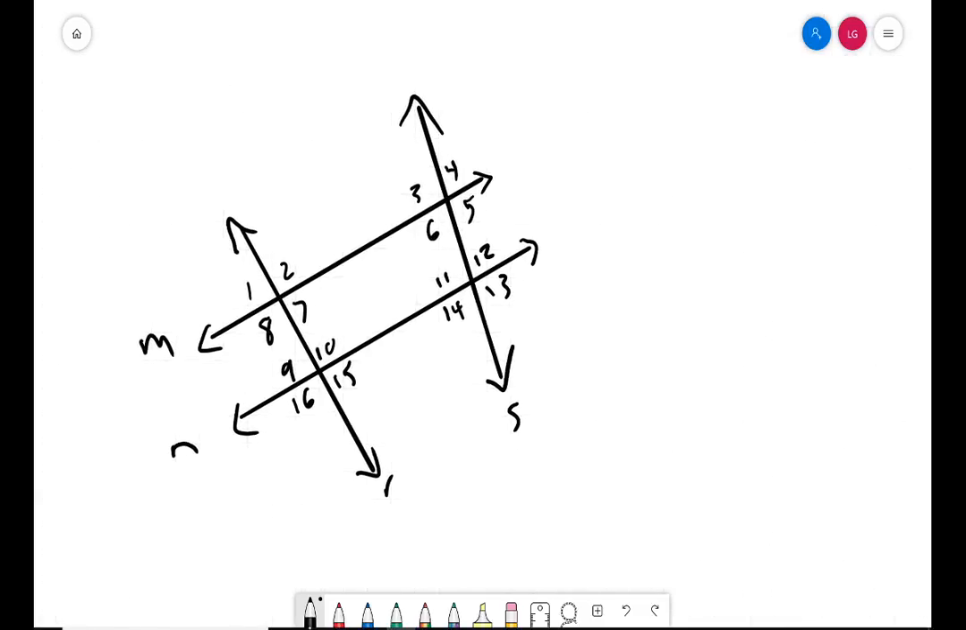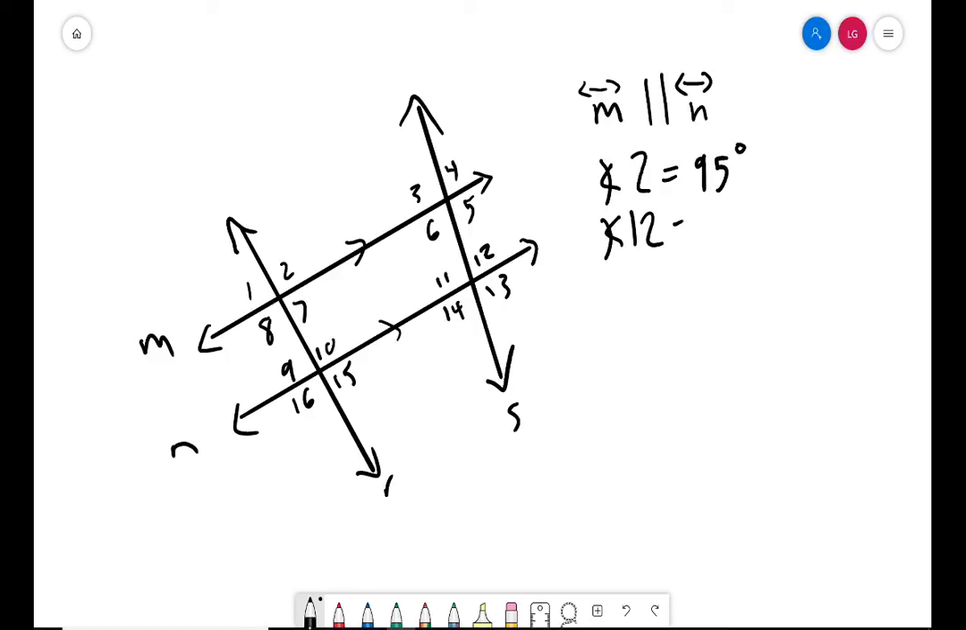Okay, so in this problem, we have that M, that line, is parallel to N. So these two lines are parallel, and the other two are not. R and S are not parallel, but angle 2 is 95 degrees, and angle 12 is, let's say, 72 degrees.